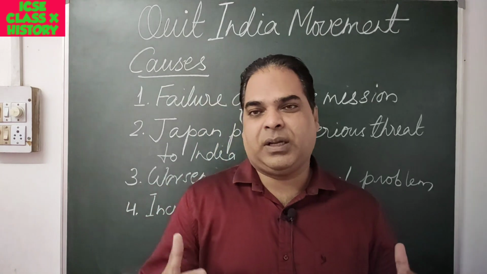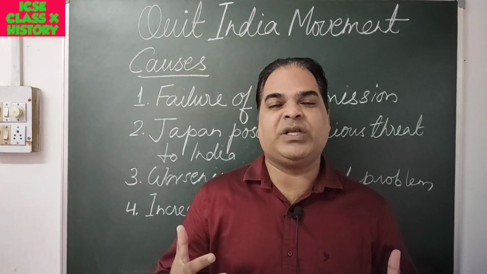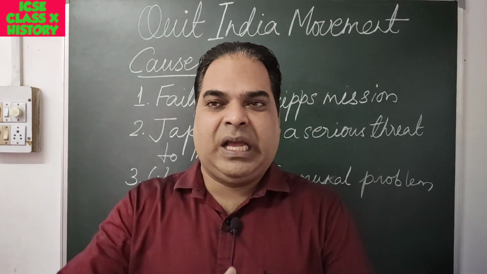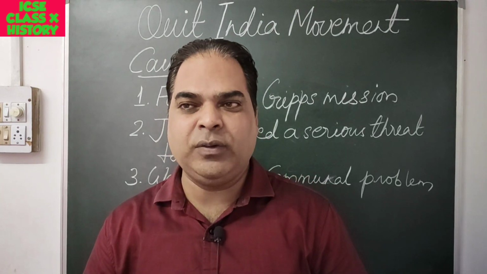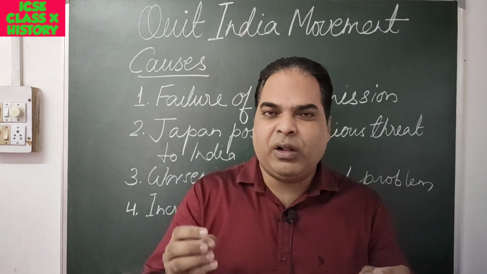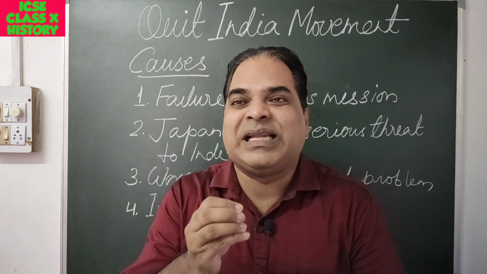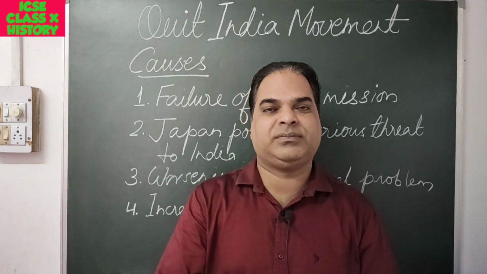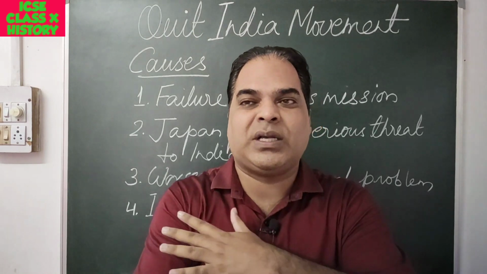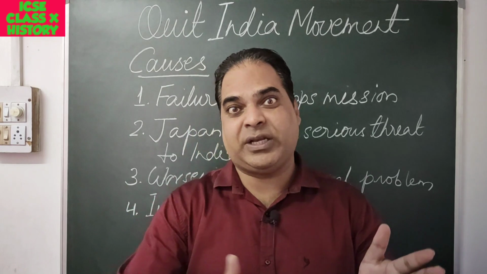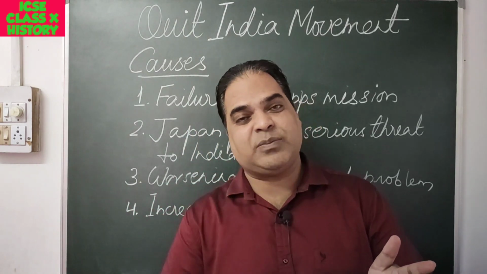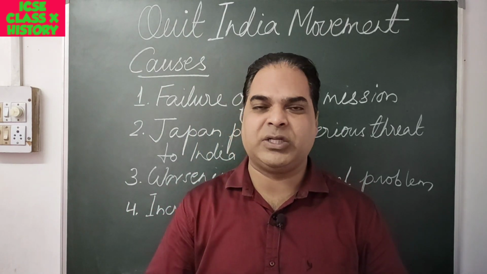But before Congress could start the movement, in the early morning of 9th August 1942, Gandhiji and all the important leading Congress leaders were arrested. Congress was also declared illegal. The 8th August resolution was adopted, and the next morning, 9th August, all the important leaders were arrested.